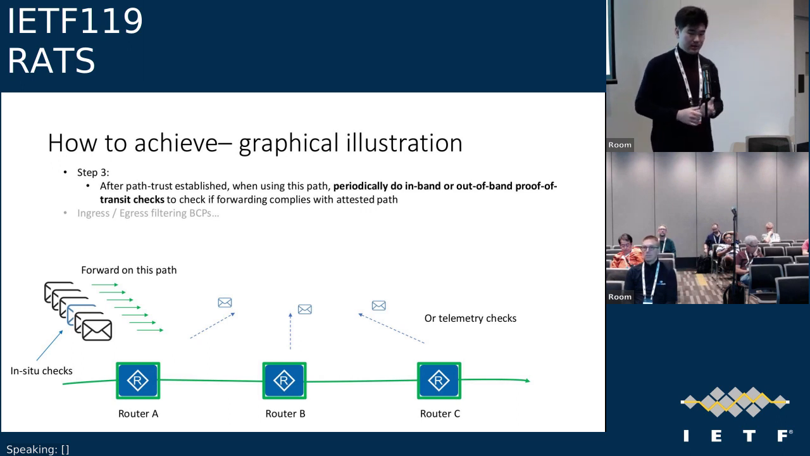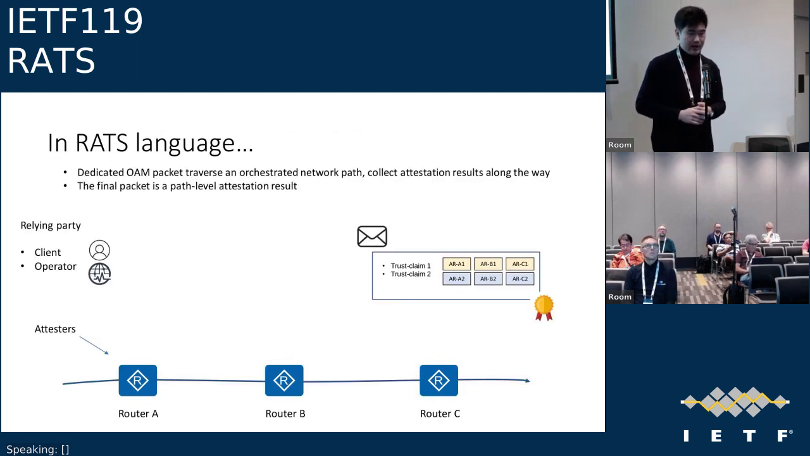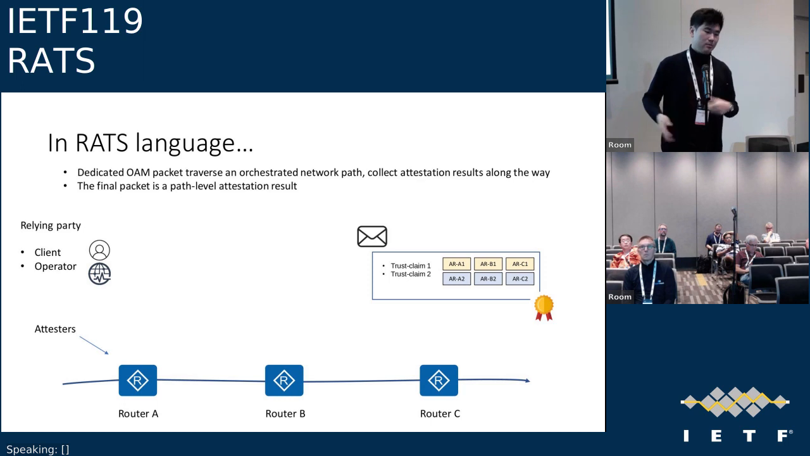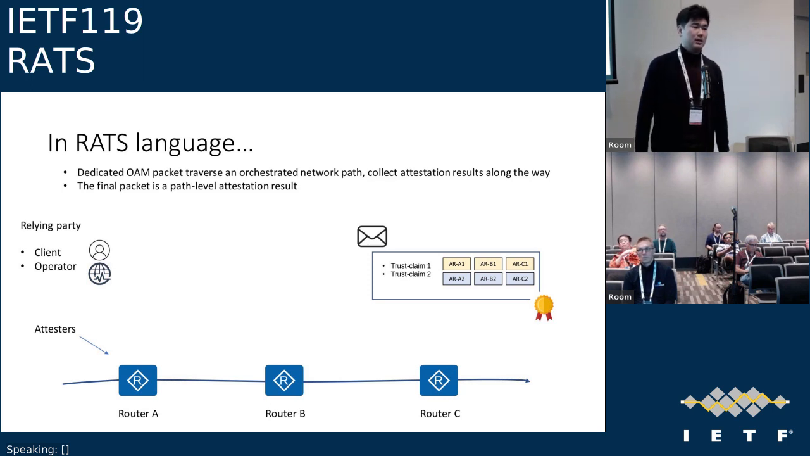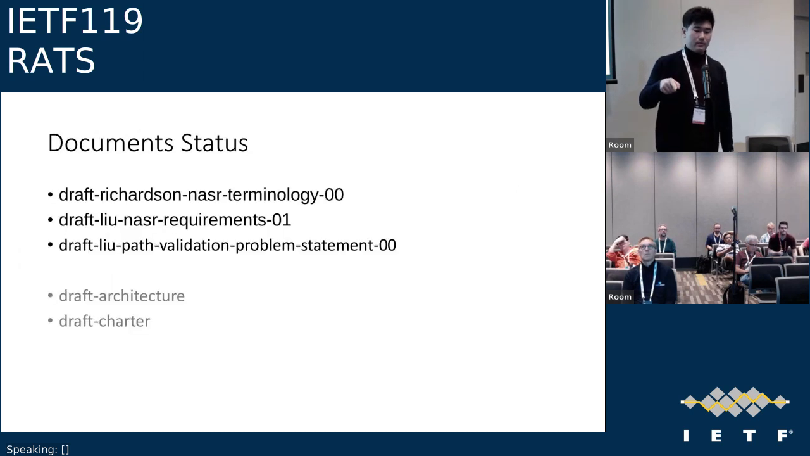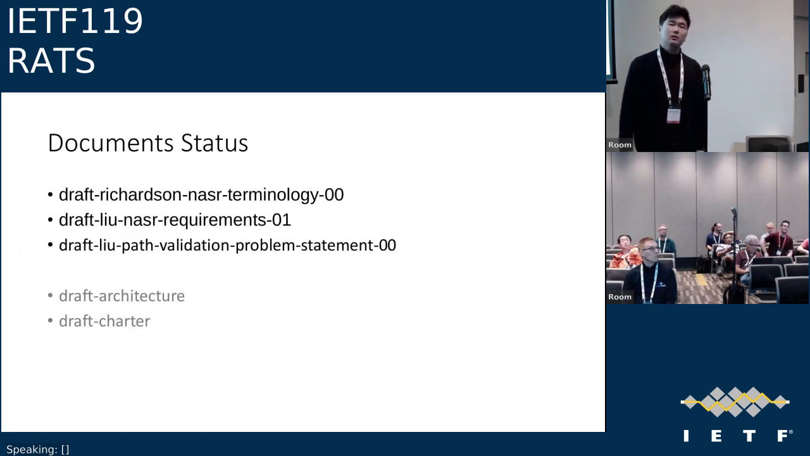And next slide, please. In RATS language, here the attesters will be the devices, and the relying party will be the client or the operator or auditing parties that are interested in the trustworthiness of this network path. Next slide, please. I see people on the line.